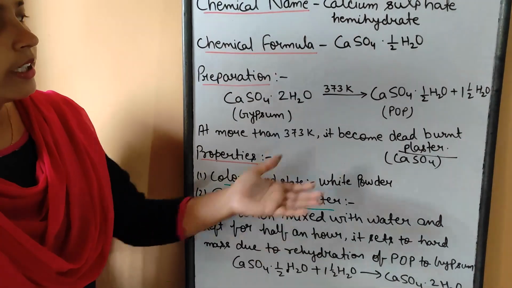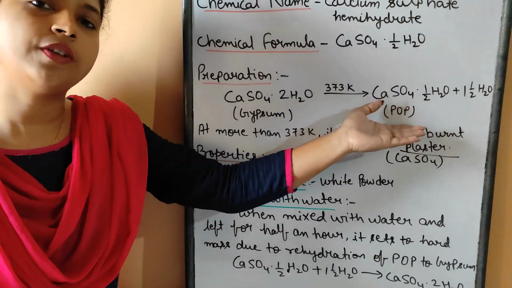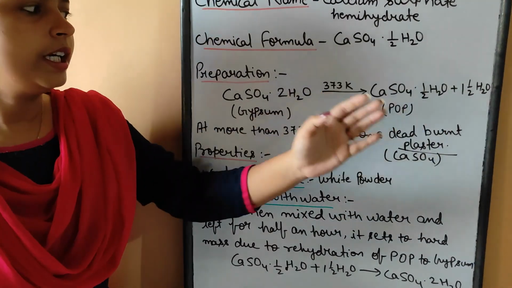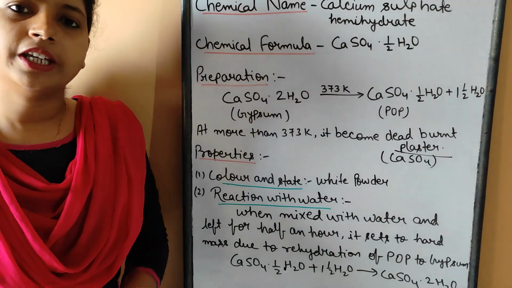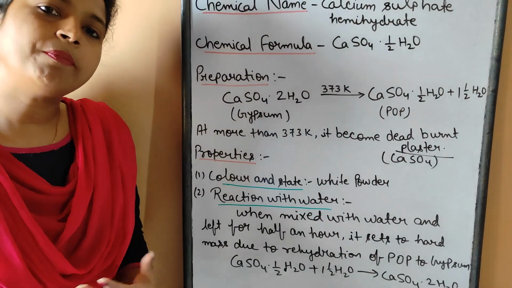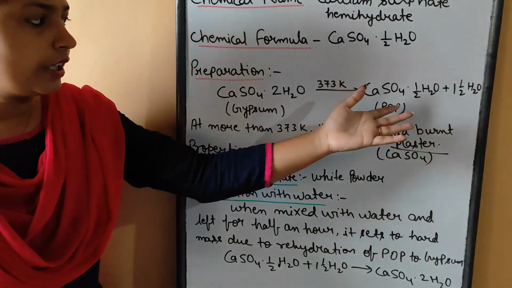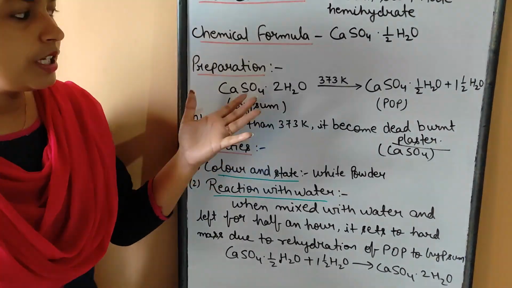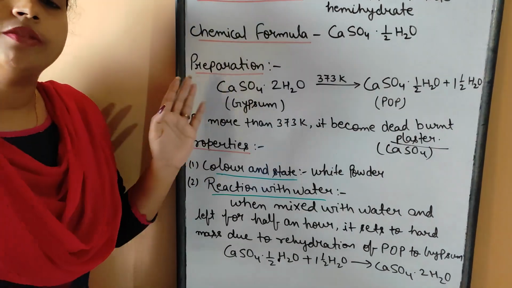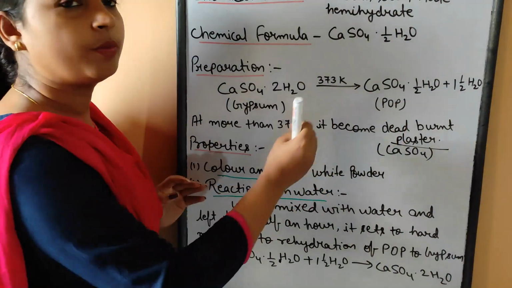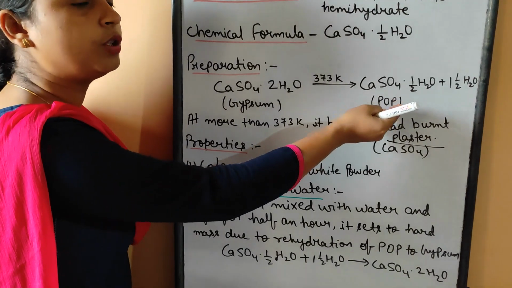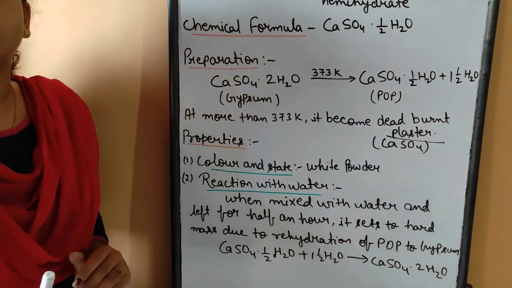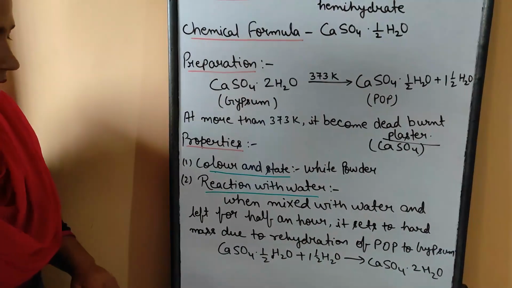The second property is reaction with water. So when we react this POP with water, what will happen? Definitely, when we add water to something, it becomes rehydrated. So when POP is rehydrated, it again becomes gypsum, a solid mass. So this reaction is reversible. When we heat gypsum, we get POP. When we add water to the POP, we get the gypsum again. So here is the reaction.